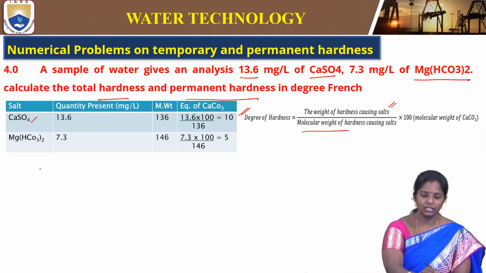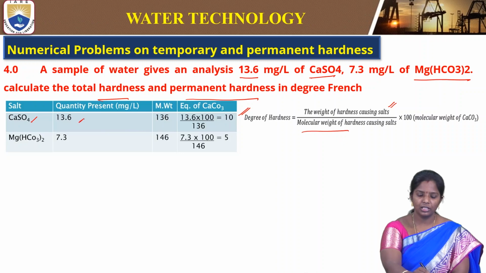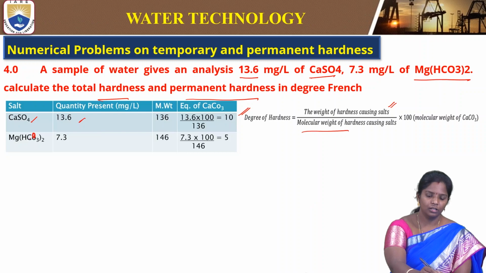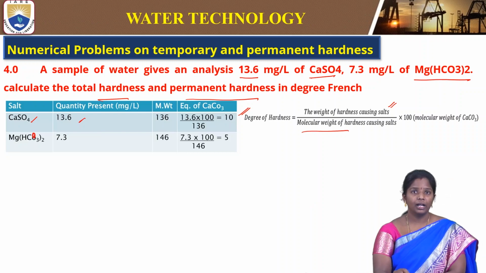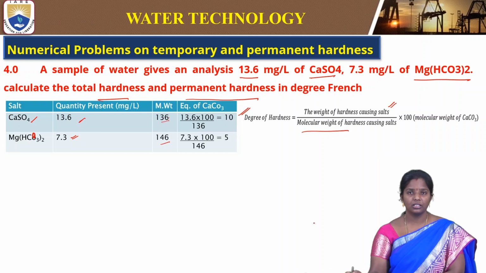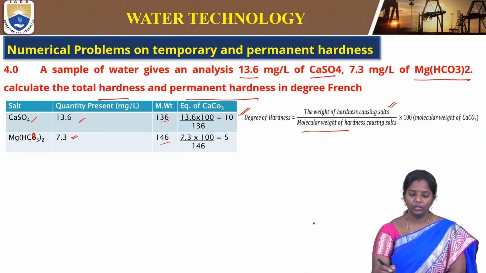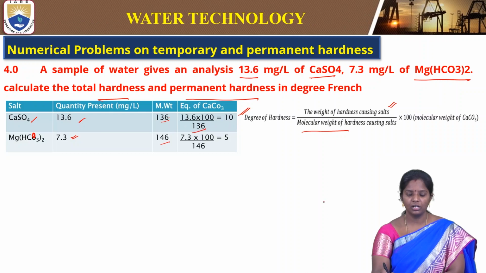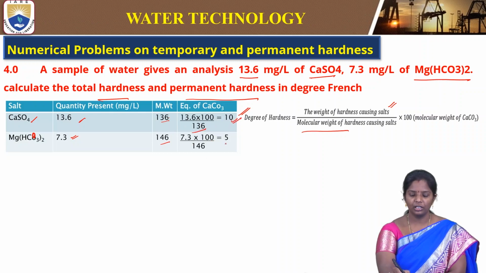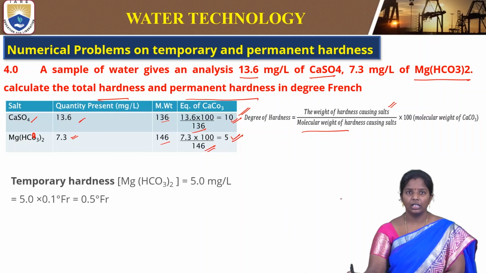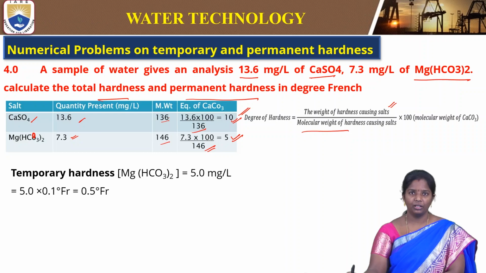Now calcium sulfate is how much? 13.6 milligram per liter, and magnesium bicarbonate is 7.3 milligram per liter. So now the molecular weight is 136 for calcium sulfate and 146 for the magnesium bicarbonate. Now do the calculations: 13.6 into 100 by 136 is equal to 10, and 7.3 into 100 by 146 is equal to 5. So this is again used for the calculation of temporary and permanent hardness.